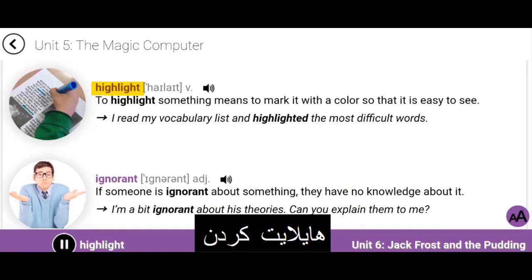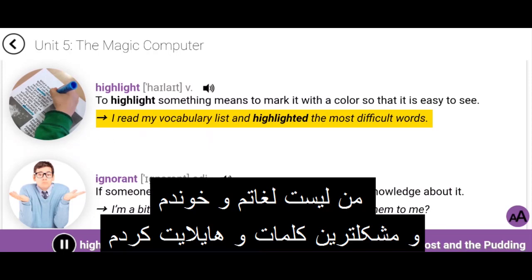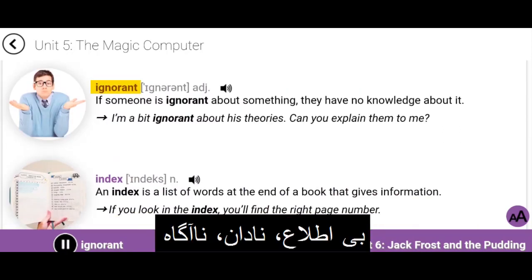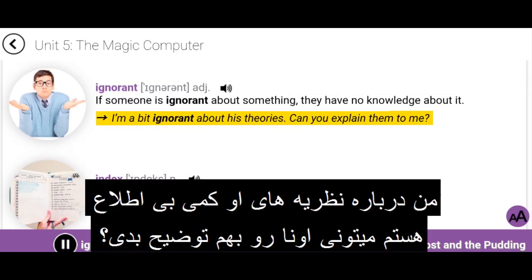Highlight. To highlight something means to mark it with a color so that it is easy to see. I read my vocabulary list and highlighted the most difficult words. Ignorant. If someone is ignorant about something, they have no knowledge about it. I'm a bit ignorant about his theories. Can you explain them to me?